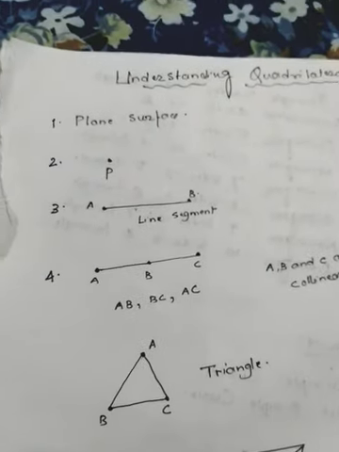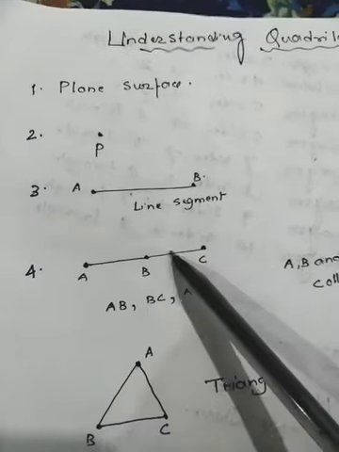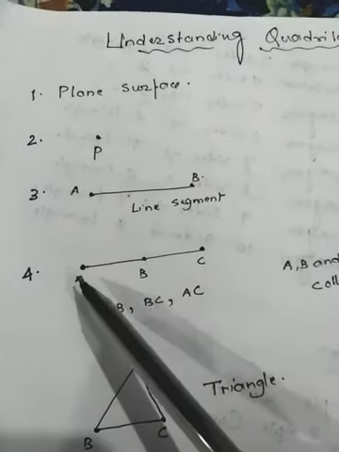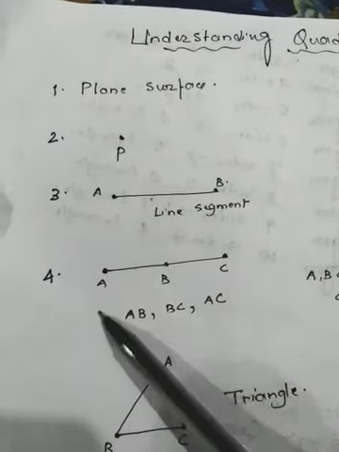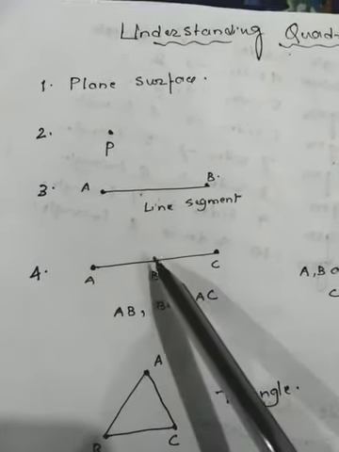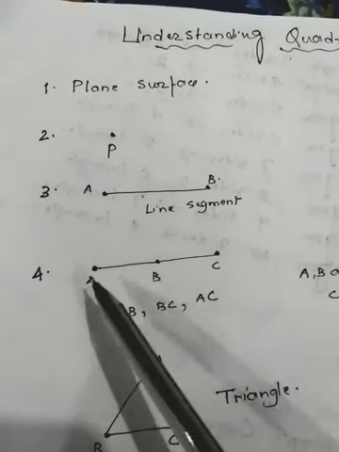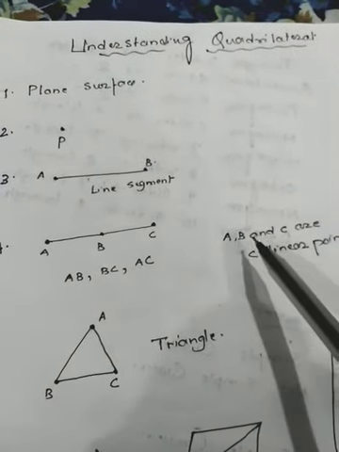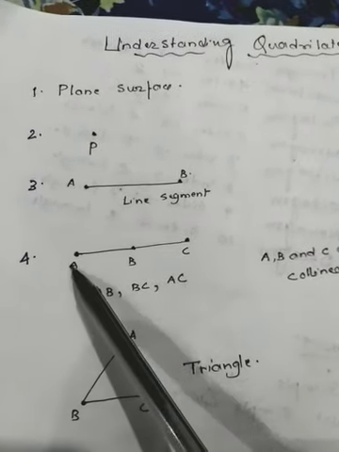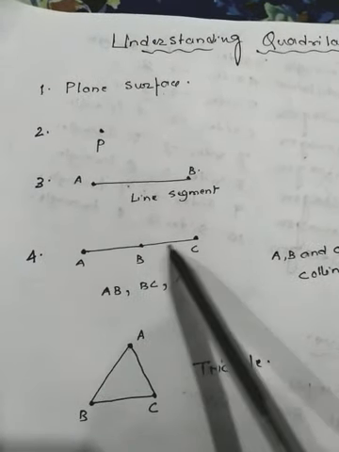Now suppose there were 3 points and they are on a straight path, then there would be one straight line, you see. But in this case, how many line segments are possible? 3, isn't it? That is AB, BC and AC. And these 3 points are called collinear points, students. So what are collinear points? They are points which fall on a straight line.